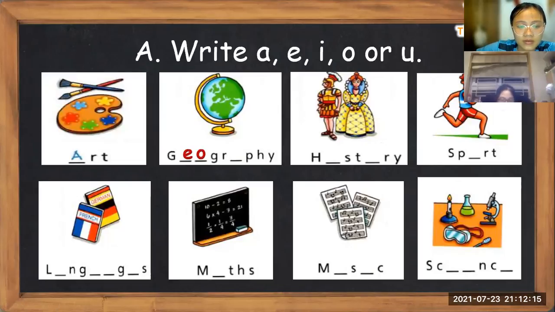That's the correct answer. Geography. And the next one, what subject is this? History. History, right? Okay, that's right. Letters I and O. Correct. Number 4. Yeah, it's sport. That's right.